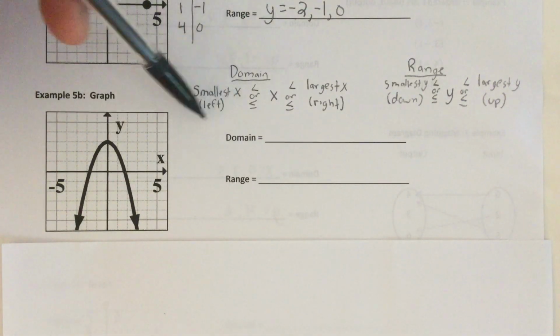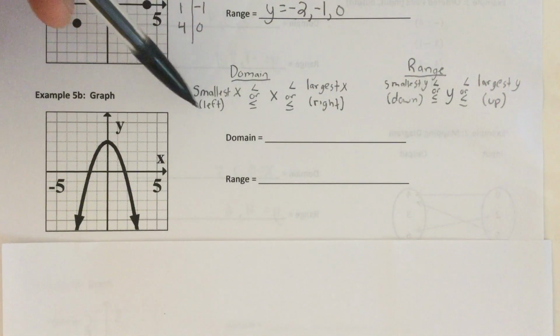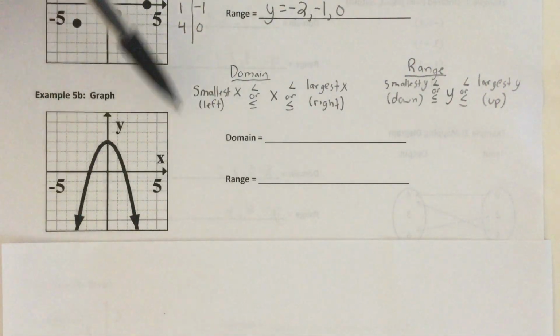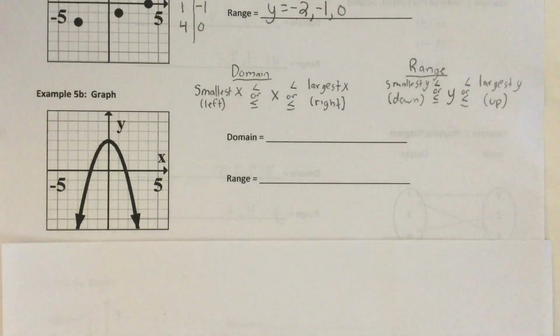And then your smallest x is always going to be on your left-hand side. Okay, so left is how far, smallest x is how far left your graph goes. And then your largest x is how far right your graph goes. That's going to be on your right-hand side of your inequality.